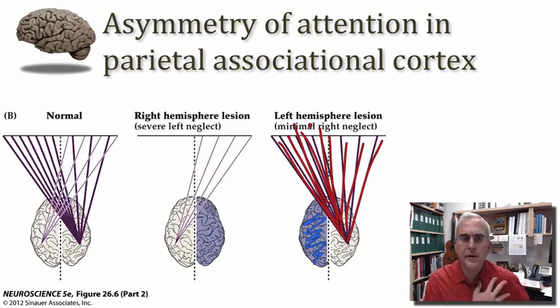Pardon me for bearing a little bit of my skin. I hope that wasn't offensive, although I suspect it may have been to some, but maybe that will help emphasize the importance of appreciating the associational functions of the parietal cortex with respect to attention.